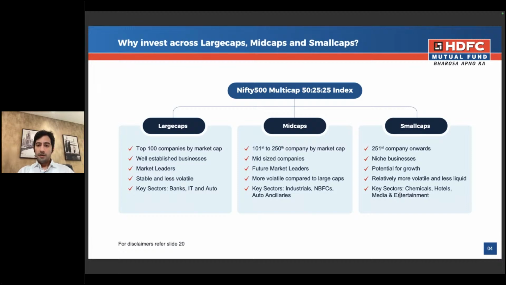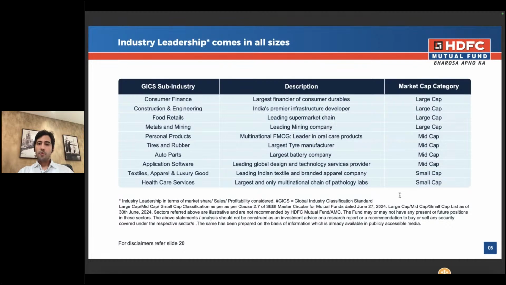Okay? Next slide, we want to make the point that there is a sort of perception that market leaders are only in large caps, but that's actually not true. If we look at mid and small, there are quite a lot of market leaders in those segments as well. We have not named the companies, but for example in terms of batteries, tire manufacturers, the actual market leader is not in the large category, it is in the mid cap category. Similarly, pathology labs, Indian tech, there's a textile company also. So these are in the small caps.